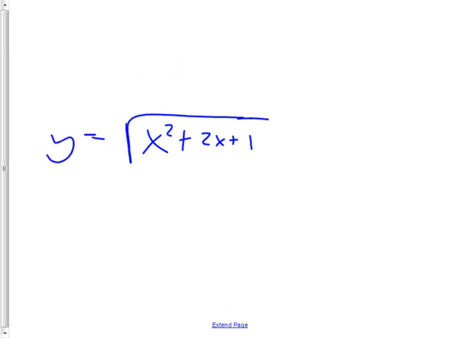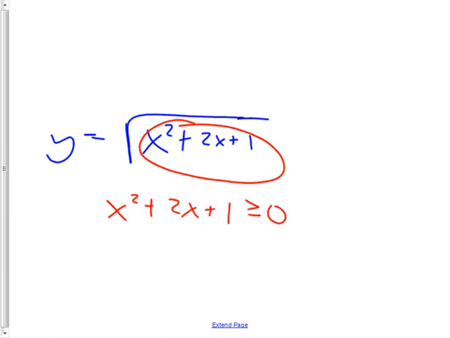So here's your new problem for the day. They give you this, and they say, what's the domain of that? Same exact process. You start by taking what's underneath the root and setting it equal to 0, except I kind of like the new way, greater than or equal to 0. So then I go x squared plus 2x plus 1 is greater than or equal to 0.